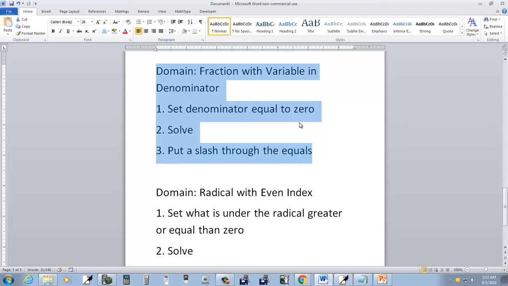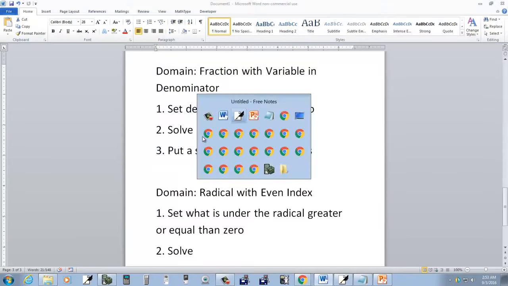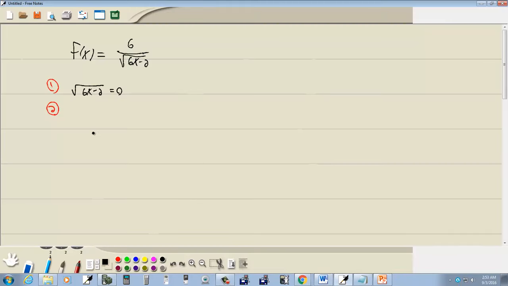Step 1. Set denominator equal to 0. So we got square root of 6x minus 2 equal to 0. Step 2 is to solve. This is a radical equation. So after you get the radical by itself, you raise both sides to a power equal to the index. Index is whatever number's in the slot. And if there's no number, it's by default 2. So we'll square both sides.